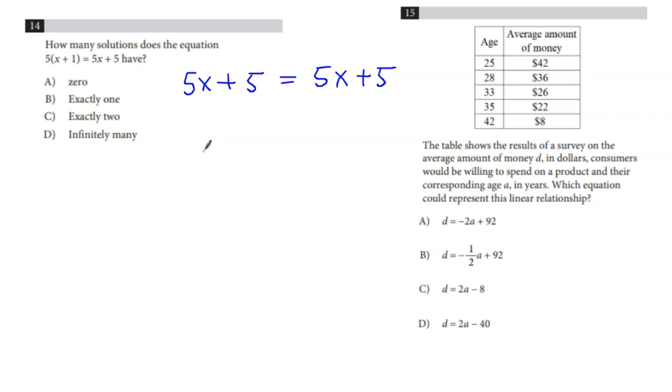Anytime everything is exactly the same on both sides, this is the one that gives you infinitely many solutions. The reason is that if you put x equals 1, you will get 10 here and you will get 10 here. If x equals 2, you will get 15 here and 15 here. So this gives you infinitely many solutions.